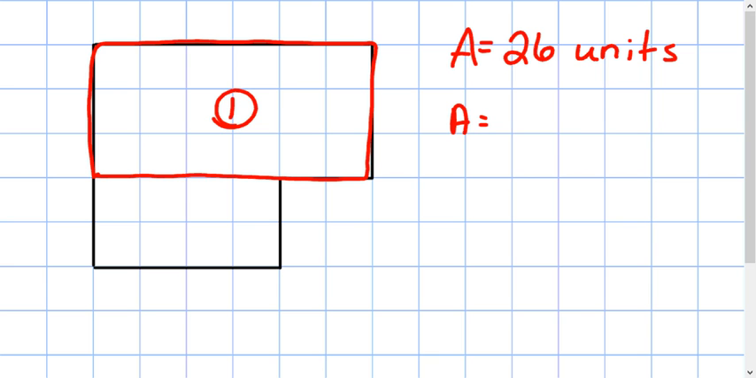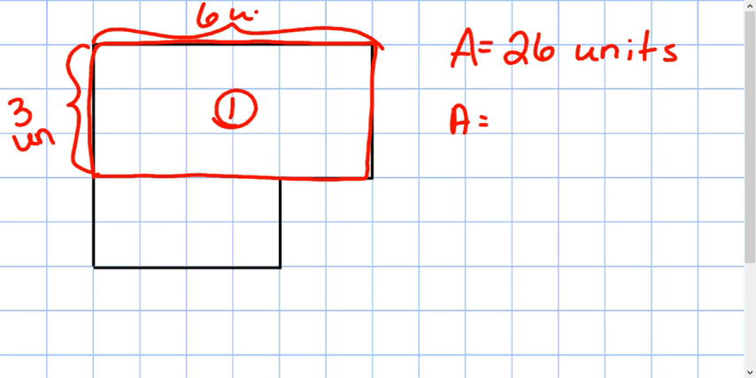And I would need to find its area. Its area would be, this distance is 3 units, and this distance is 6 units. So we would say that part is 3 times 6, which is 18 square units.